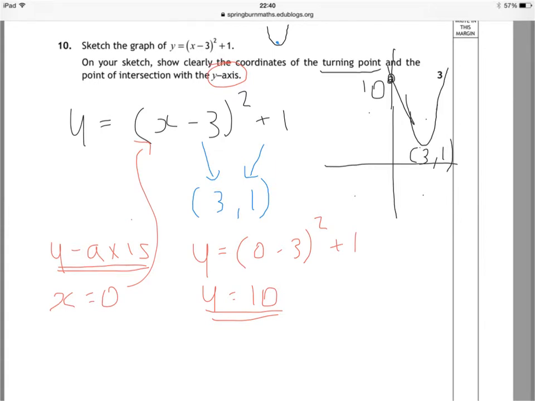So if I just go through all the information, I've got the basic shape of the curve, I've got the turning point, and I've got where I cut the y-axis. I've got everything I need, and that'll pick me up with 3 marks for that question. That's question done.